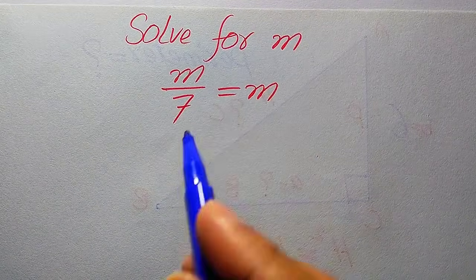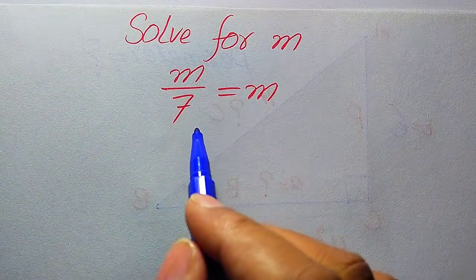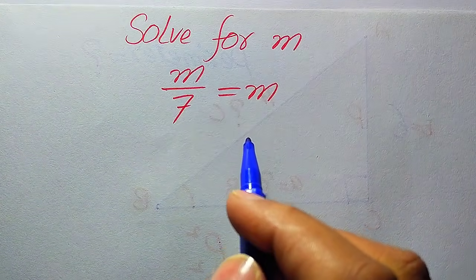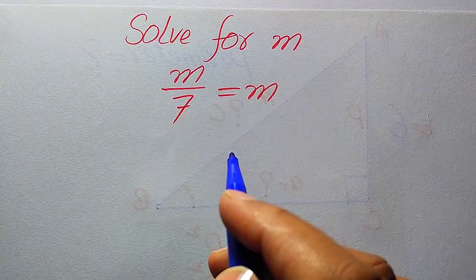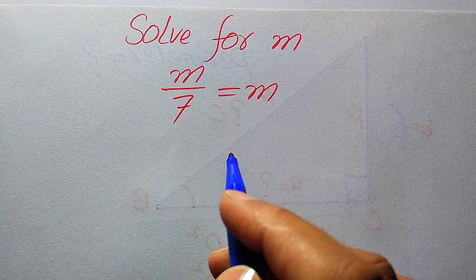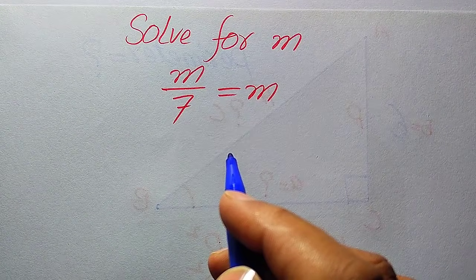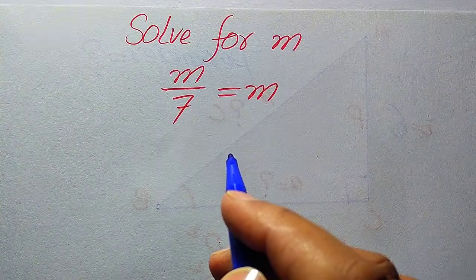So here we have m divided by 7 is equal to m, and we solve this problem for all the values of m. First we need to find all the roots of this equation, and at the last we will verify which of the roots are solutions and which of the roots are extraneous roots. Further, we solve this problem by two methods.